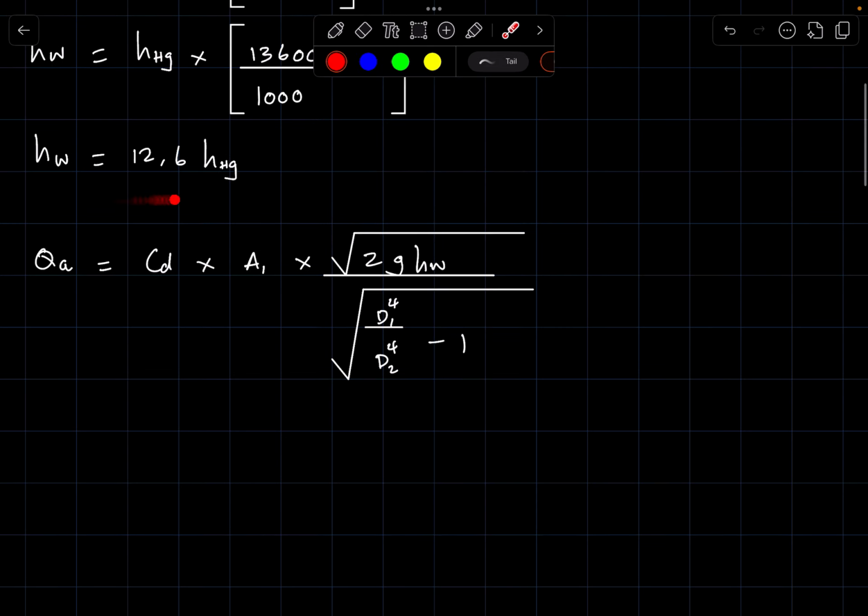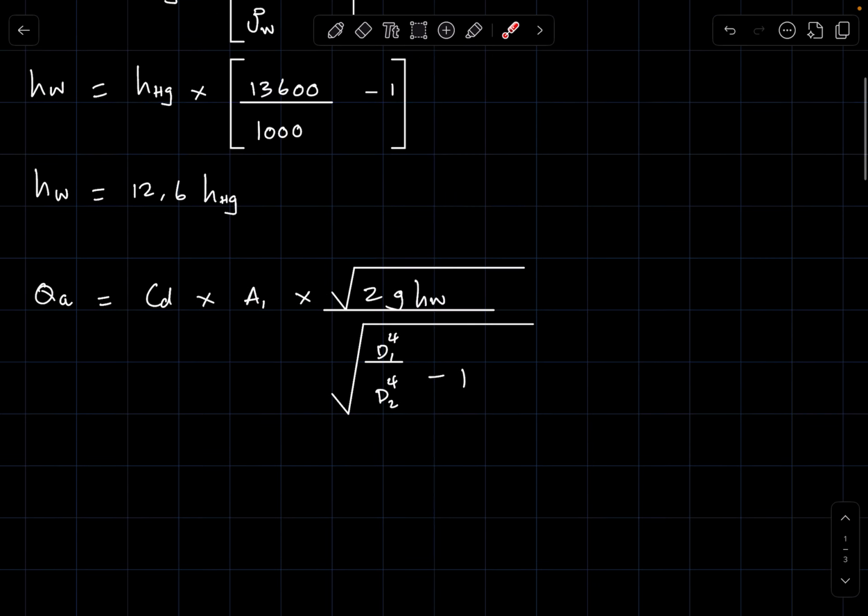Right, and this here is the formula you use to calculate the actual discharge of the water through the hydraulic system, where of course this is the coefficient of discharge. Like I said, the area is area 1, which is the area of the pipe. D1 is the diameter of the pipe. D2 is the diameter of the throat, or the throat diameter, and then HW is the pressure head difference between point 1 and point 2.